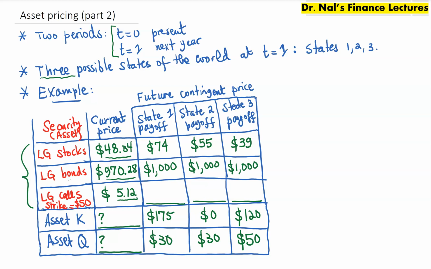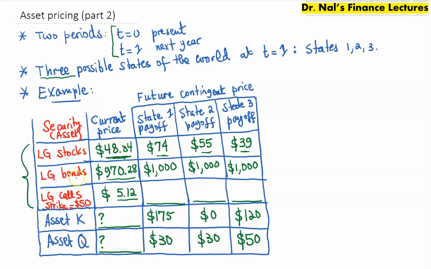Now, for these three securities, we know the future contingent payoffs, and they are as follows. So in the case of LG stocks, which is currently priced at $48.34, if state 1 were to materialize in the future, then the stocks will be selling at $74. If state 2 materializes, that stock will be worth $55. And if state 3 were to materialize, that stock will only be worth $39 and will lose significant value compared to its current value of $48.